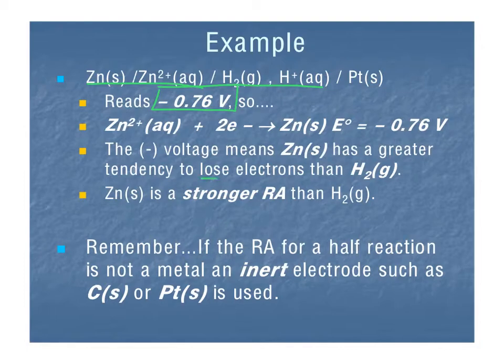It is more likely to lose electrons than hydrogen gas. So then zinc is what's called a stronger reducing agent, more likely to be oxidized than our hydrogen gas. And remember, this oxidation of hydrogen gas is going to happen at an inert electrode because there's no such thing as a solid piece of hydrogen that we can use as an electrode.